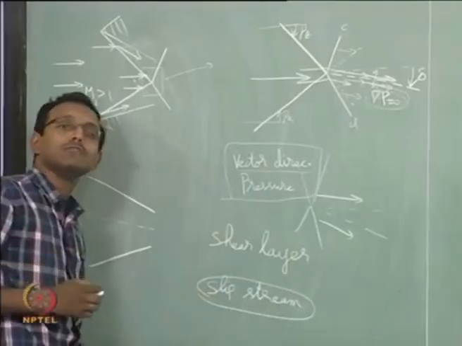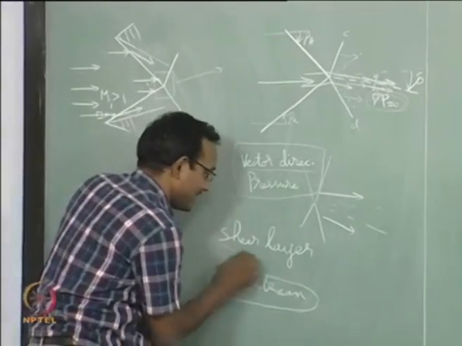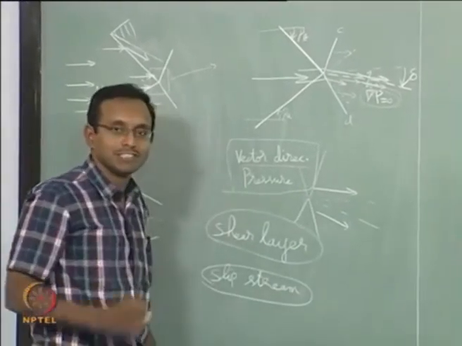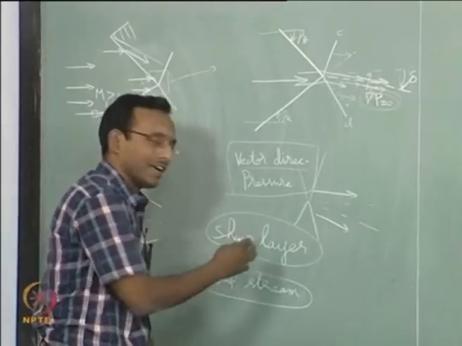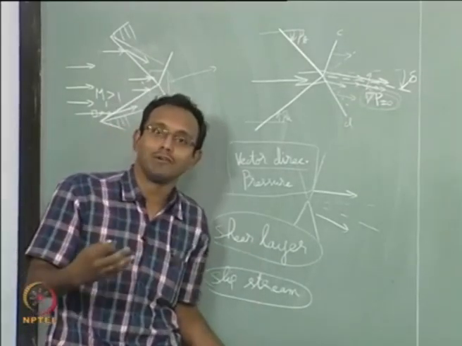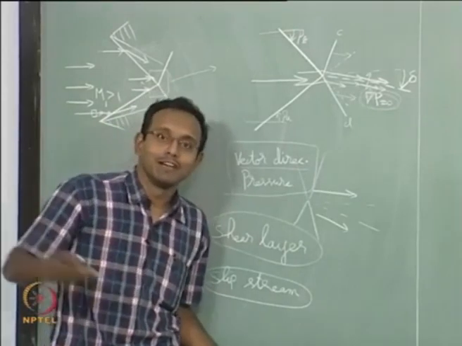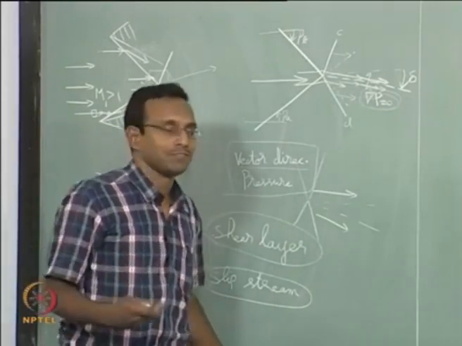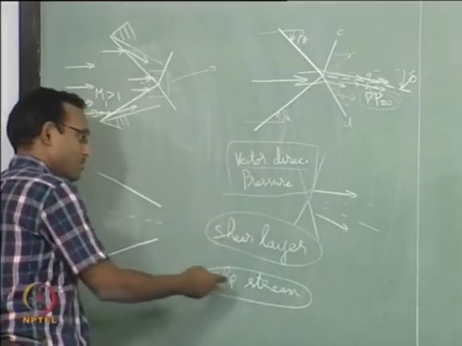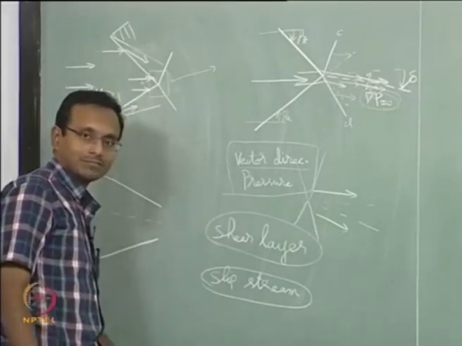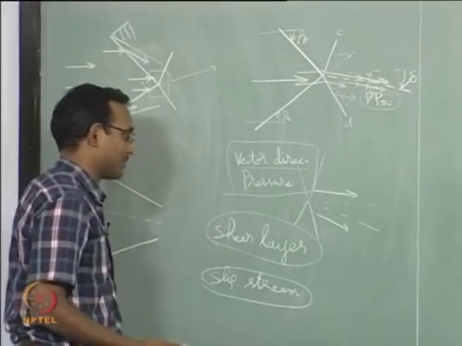But if I include viscosity, then immediately that changes the name to shear layer, because there is a shear and it will grow like any other shear layer. Like in a jet flow, there will be a shear layer from the lip, or in a boundary layer flow, there will be a boundary layer which is a shear layer by itself. Okay. It will become a shear layer once I put in viscosity. You should get used to this name slipstream also.